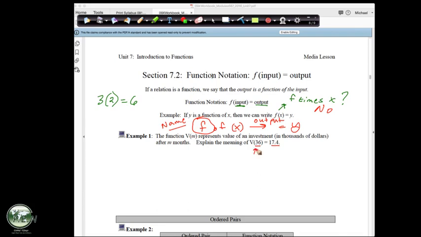So what does the 36 represent? Input or output? Input. Why? Because it's first. Not really, because I could switch the order and it would still be input. What makes it input is not so much that it's first, although usually we will have it first. What makes 36 the input? It's in the parentheses. Okay, so just emphasize those things.